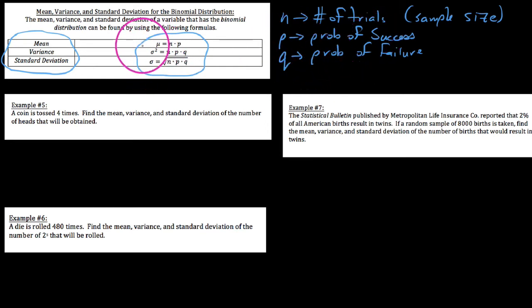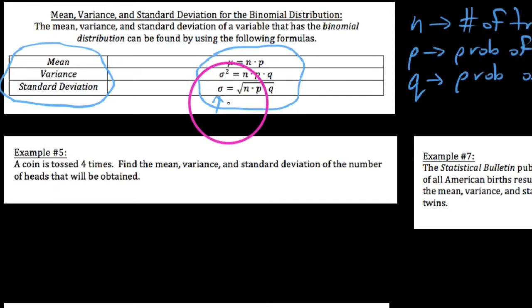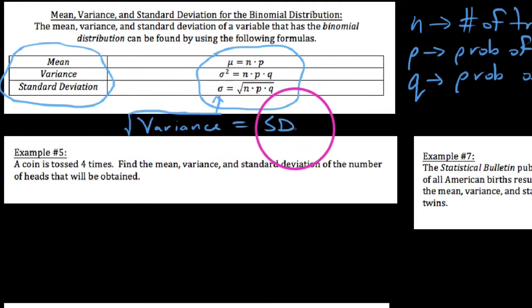So we say mu, which is our mean, is the number of trials times the probability of success. Sigma squared, which is our variance, is n times p, what we just found, times the probability now of failure. And recall that the standard deviation is always the square root of the variance. Maybe we should write this again. We say the square root of the variance is equal to the standard deviation. So that being said, let's go ahead and put this into practice, to show you how easy it is to work here.